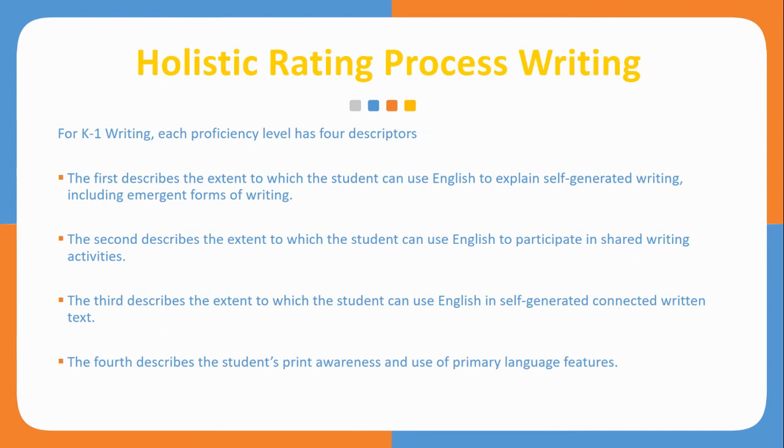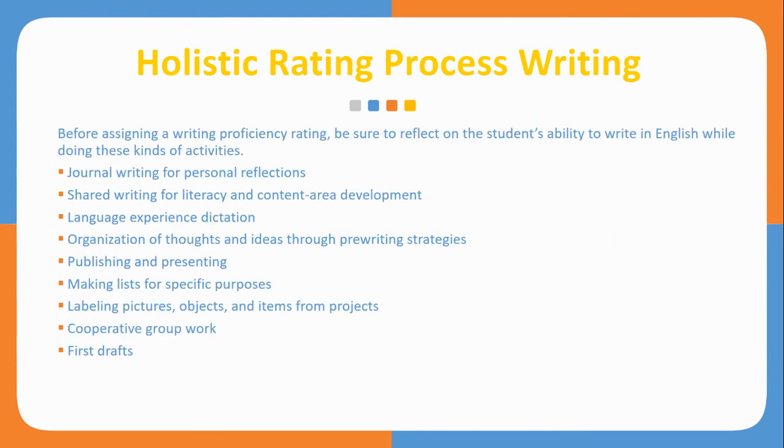The third describes the extent to which the student can use English in self-generated connected written text. The fourth describes the student's print awareness and use of primary language features. Before assigning a writing proficiency rating, be sure to reflect on the student's ability to write in English while doing these kinds of activities.